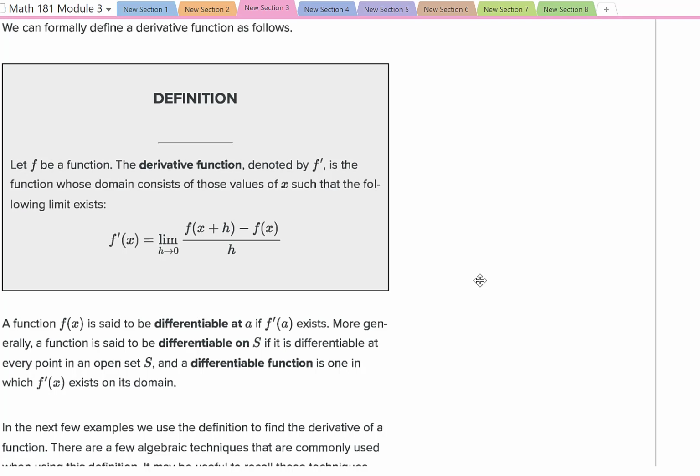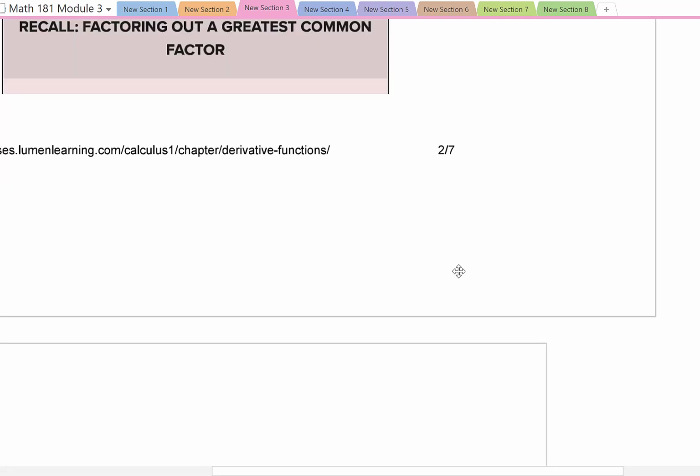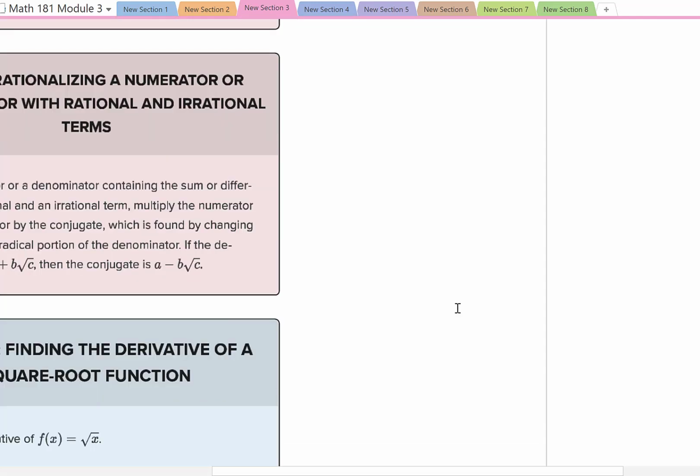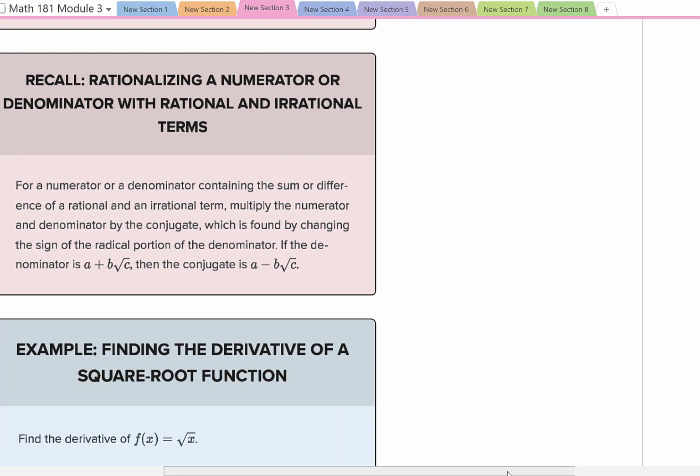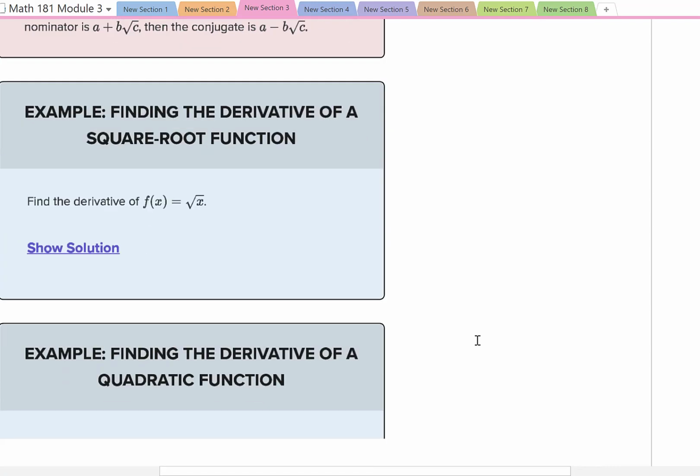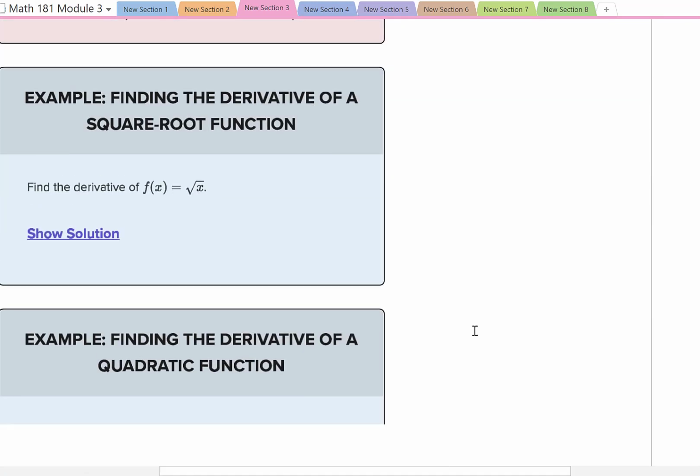And before, when we had two different versions that we could look at to find the derivative at a point, this one we only have the one. So let's go forward and take a look at this. Find the derivative of the square root function. So f of x equals the square root of x.